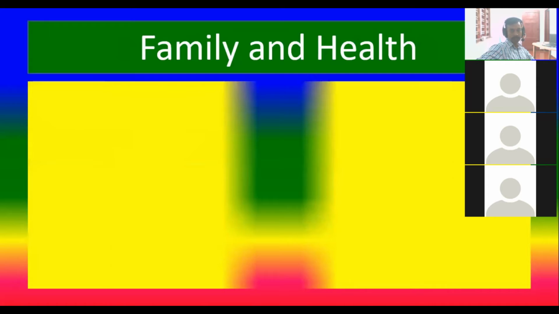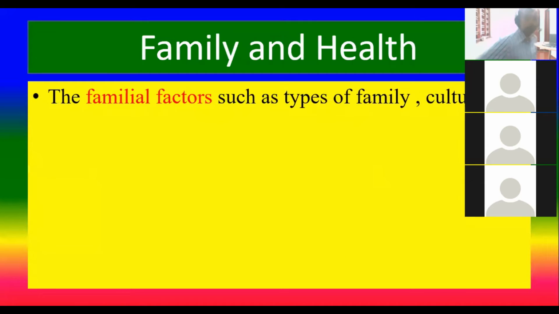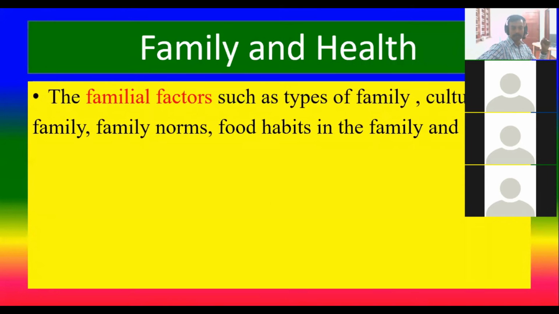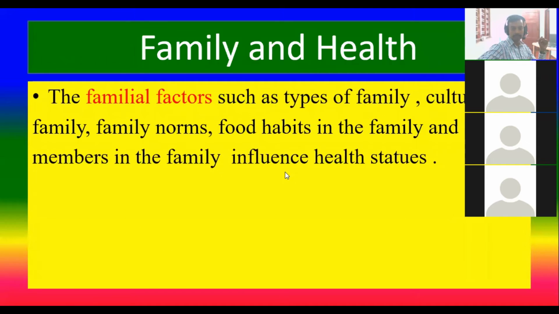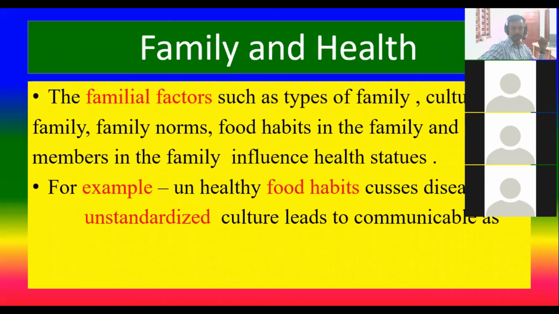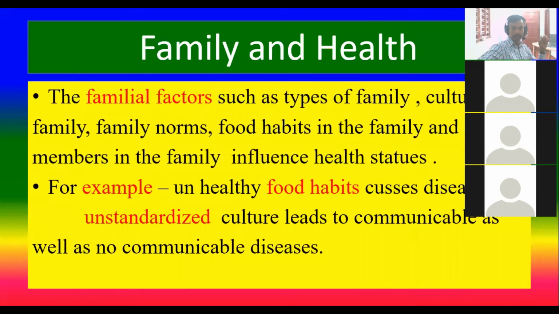Then family and health. Does family determine the health of people? Yes. Familial factors: type of family, culture of family, norms, habits, members, and how many members are in the family. For example, food habits cause diseases, and standardized culture leads to communicable as well as non-communicable diseases.